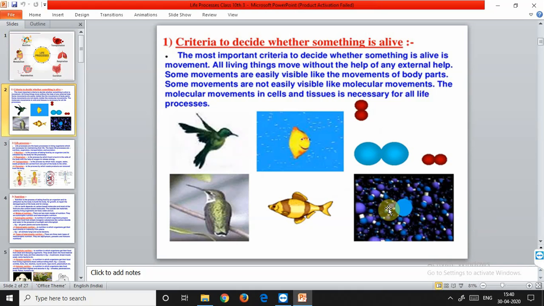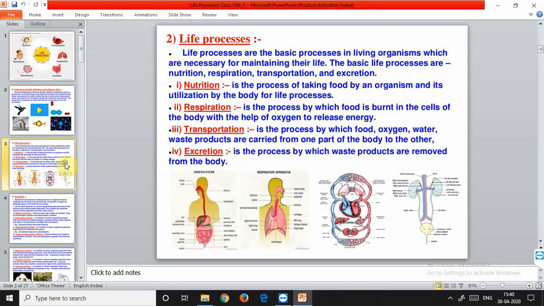The movement in molecules that was not visible with the naked eyes, but it is constant till a living being is alive. This molecular movement keeps on occurring, and that was the main criteria for deciding something as living. Then the different life processes we discussed. Nutrition was the process of taking food by an organism and utilizing it. Nutrition was basically the absorption of the various nutrients that are required for our body for growth and repair.